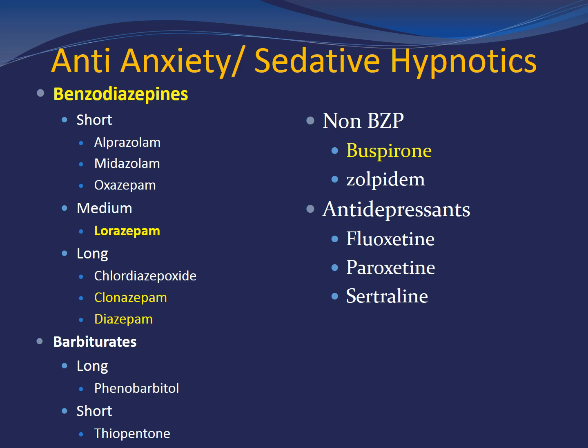Anti-anxiety major classifications are benzodiazepines, barbiturates, non-benzodiazepines, and antidepressants. In the benzodiazepine, short acting is Alprax, alprazolam. Medium acting is lorazepam. Long acting is clonazepam or diazepam. Non-benzodiazepine, example buspirone and zolpidem. Antidepressants, example fluoxetine or paroxetine, used for anti-anxiety purpose.